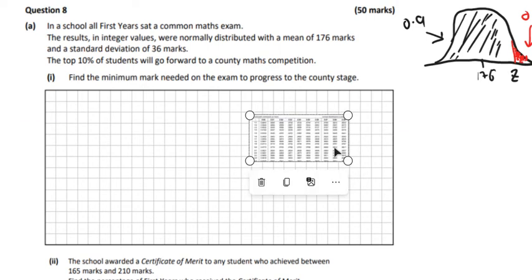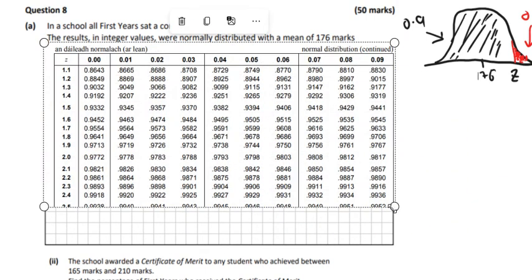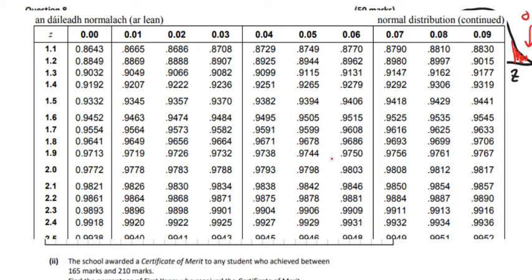If you go to the Z scores in your log tables, I think it's on the second page, you'll see this. We're looking for 0.9, or the closest one to that. I think it's going to be this one here, and that's the closest one to 0.9. So it's 1.28. So 1.28 is our value then.